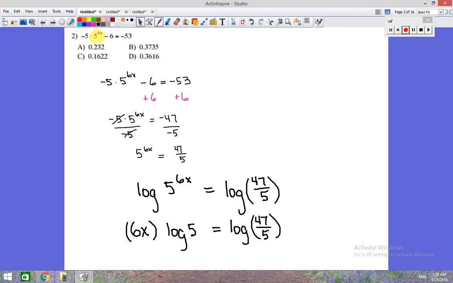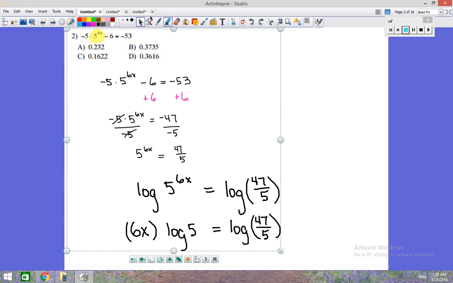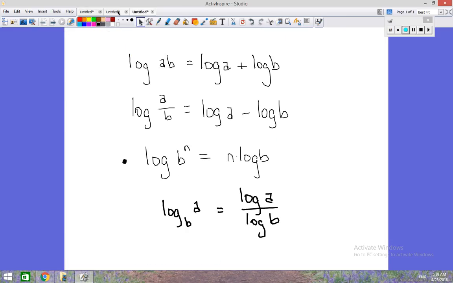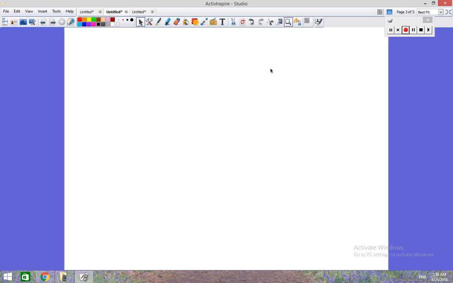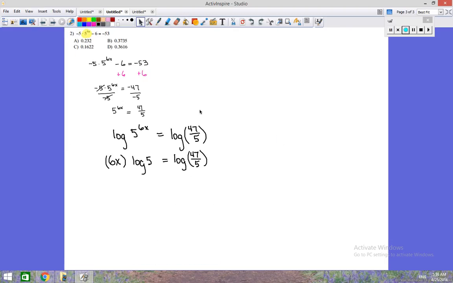Now, I can treat this like we did before. I can say, well, I need to get that 6x by itself. The inverse of multiplication is division. To cancel this log of 5, I'll divide by the log of 5. And to balance the equation, I divide by the log of 5. Log 5 divided by log 5 is 1.